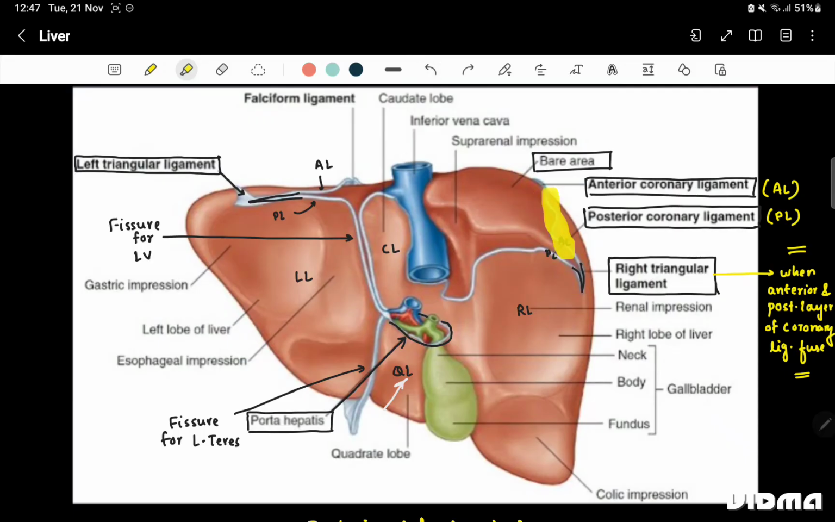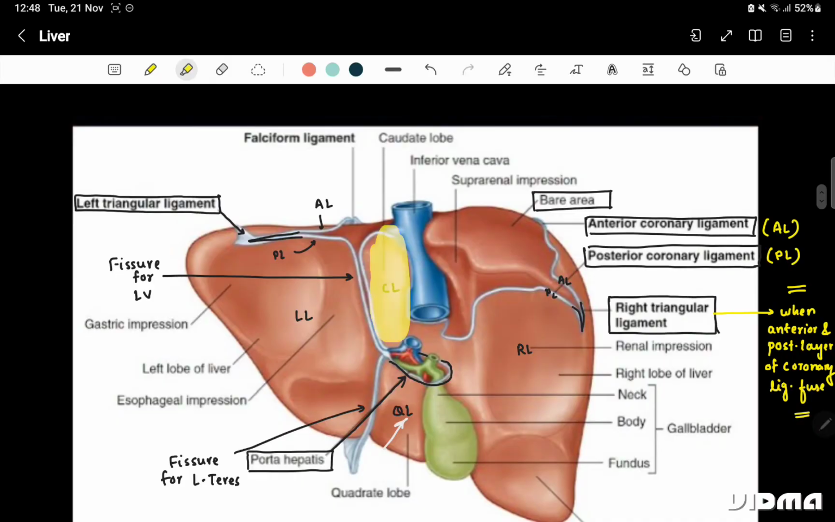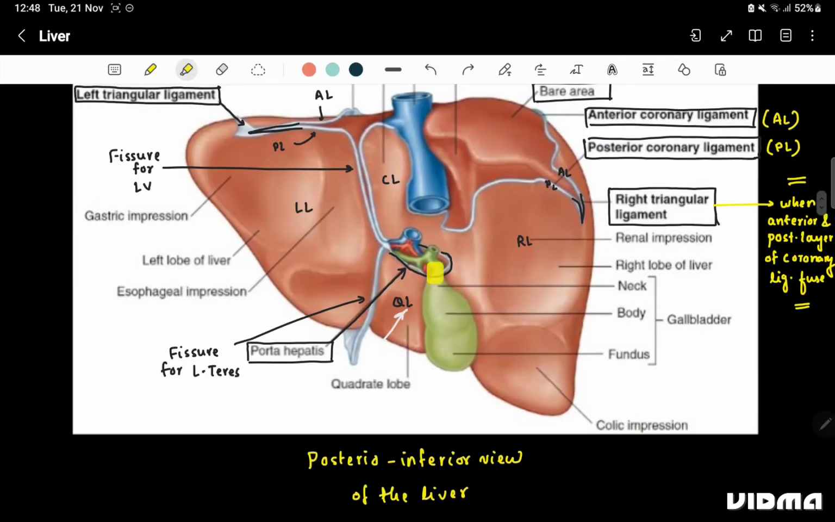Okay, and it doesn't cover this area of liver. So this area of liver remains uncovered by all the ligaments, so it is called as a bare area. And you know, this is a caudate lobe, this is a quadrate lobe. In the quadrate lobe, we have the fossa for the gallbladder. This is the fossa for the gallbladder.